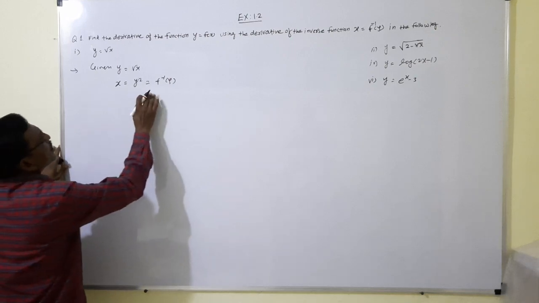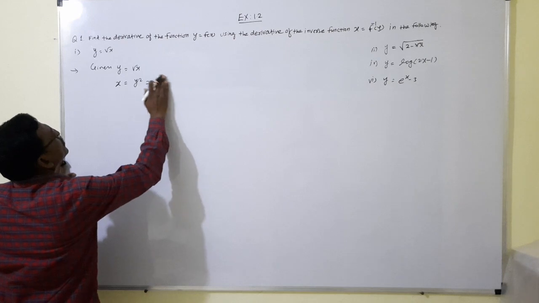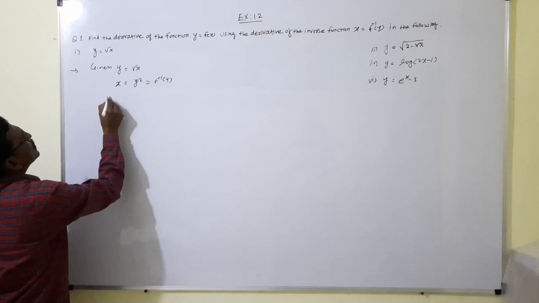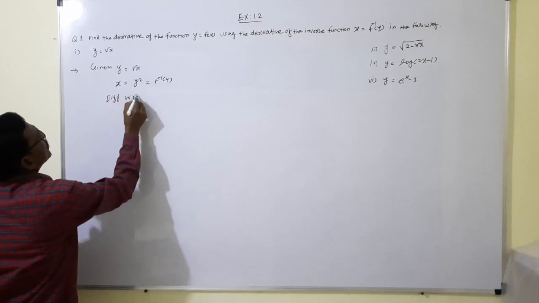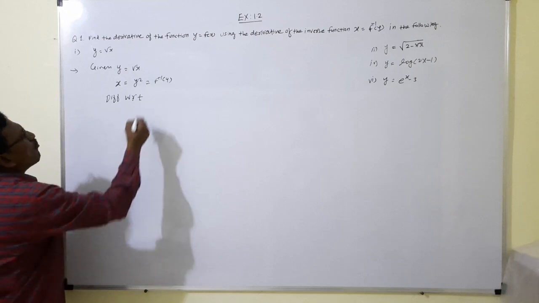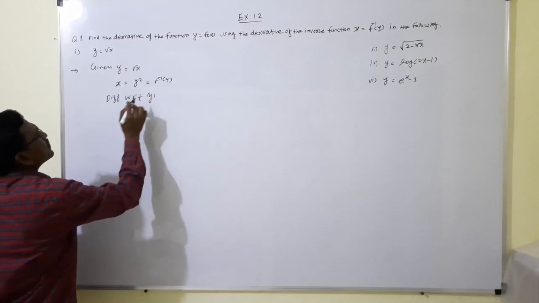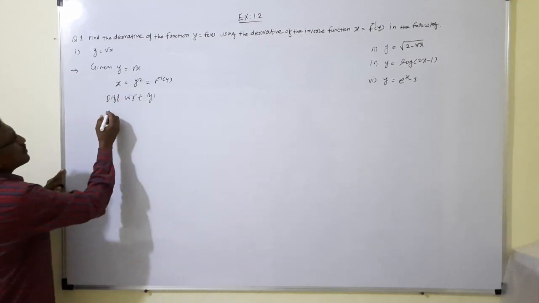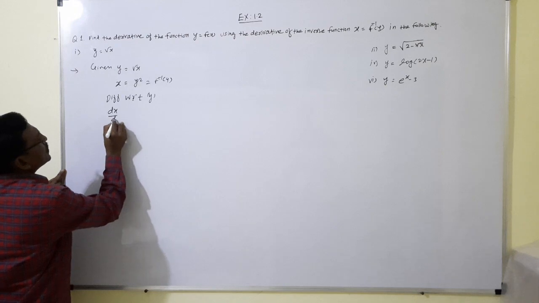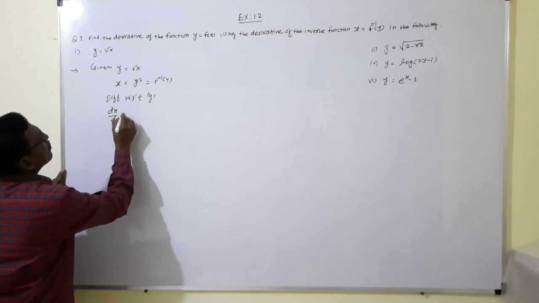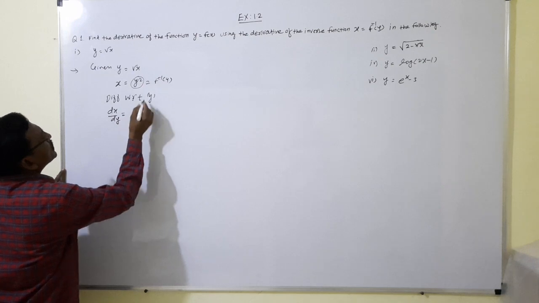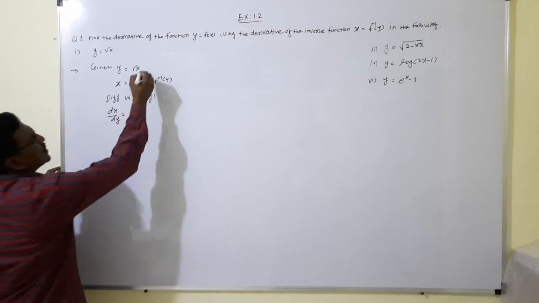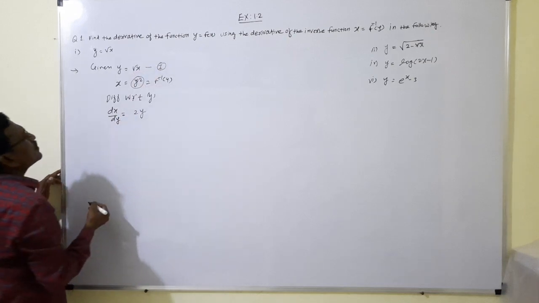Now we take its derivative. Differentiate with respect to y, because x is in terms of y. So the derivative of x with respect to y, dx by dy, is equal to the derivative of y square with respect to y, which is 2y. I call this equation first equation.